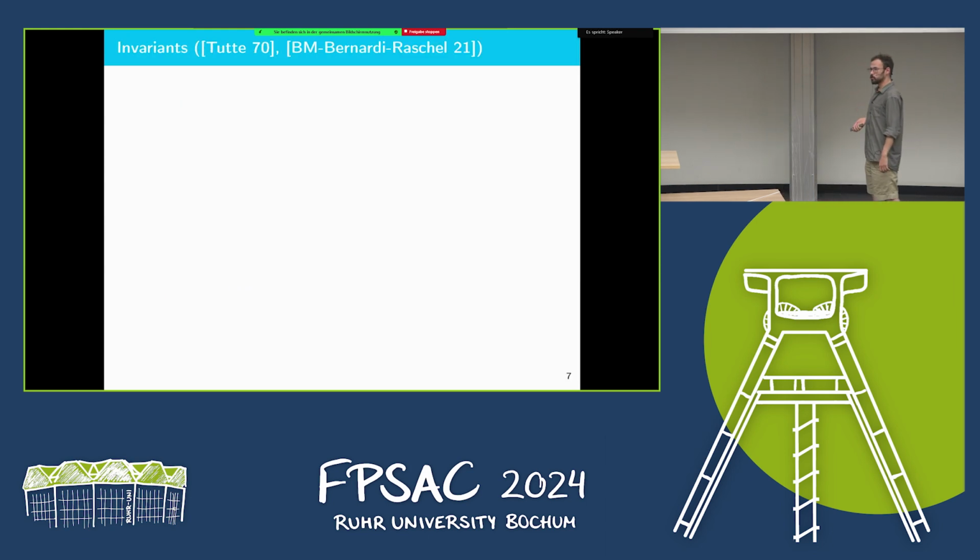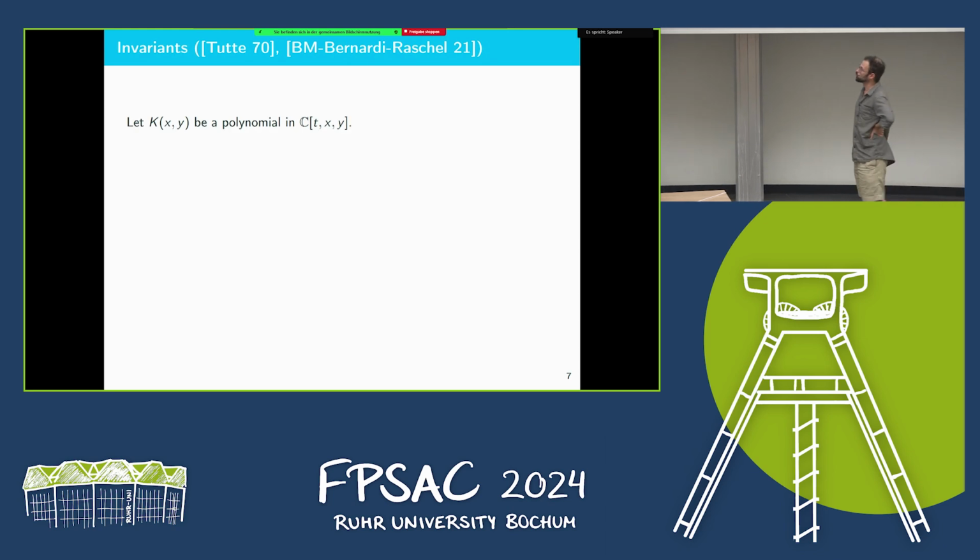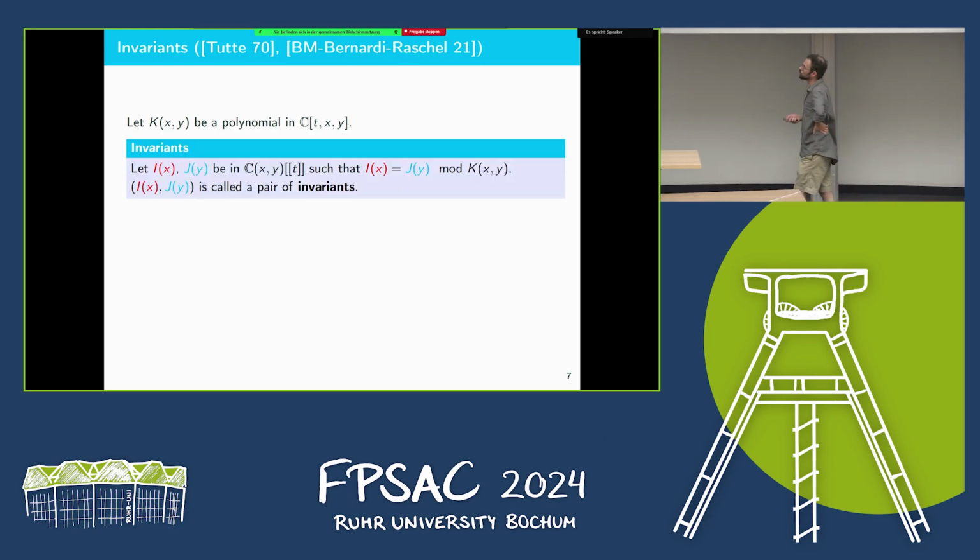It relies on objects called invariants, which were first introduced by Tutte to study families of planar maps. So you start with some polynomial K(x,y), and you define a pair of invariants to be 2 power series in x and y, such that they are equal modulo K(x,y), for a notion of modulo that I don't explain here.